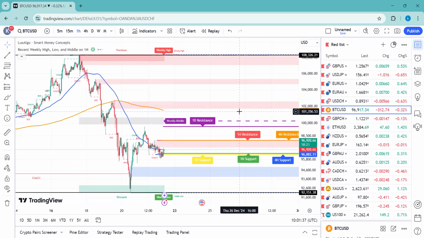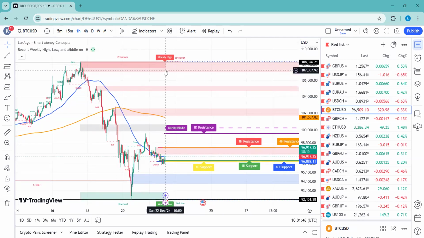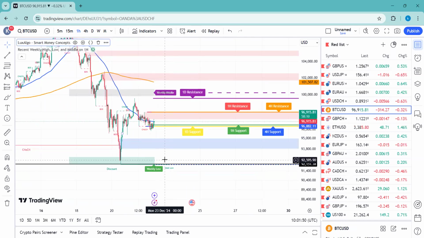For those of you who like to trade the BTC/USD, you can see the price created a premium on the weekly high at these levels, and price drops down and created a weekly low, and rises up, created a 1 day resistance. You can see that price drops down to the daily support.